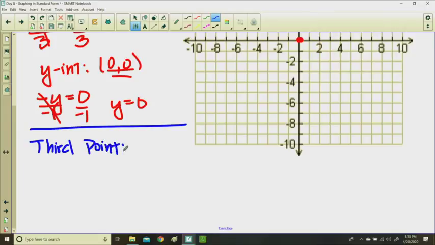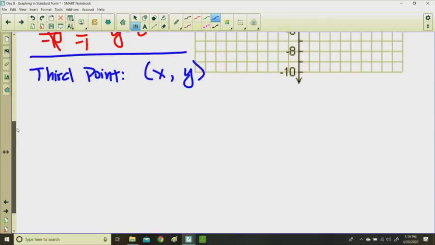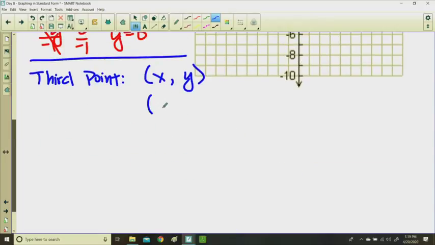The point is going to be (x, y). Now you get to pick one of these. It doesn't matter which one you pick. You can pick either x or you can pick y. Now I'm going to pick x just because I feel like it. So I'm going to just pick 3. So (3, something). I don't know what y is. I need to find out y.